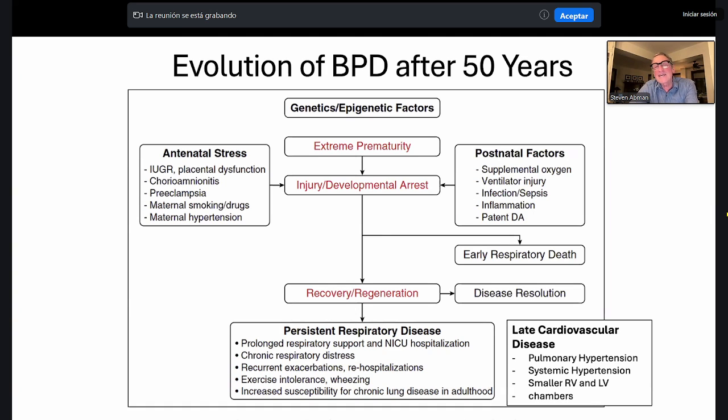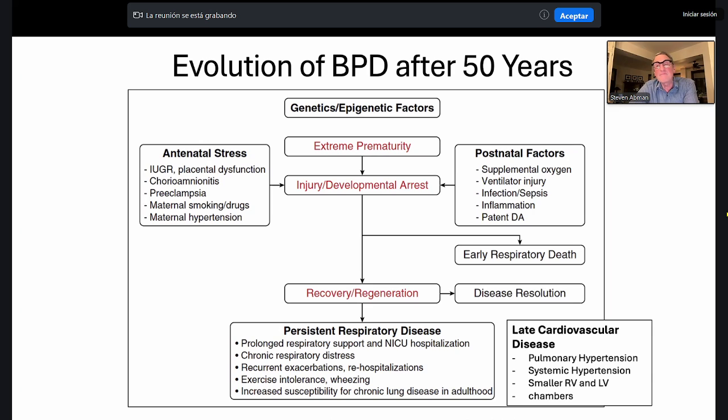And they're listed here, showing how complex the multifactorial origins of this problem have been. First, we know extreme prematurity and injury or developmental arrest is a central component here. We're beginning to understand some of the genetic, perhaps epigenetic factors that may be engaged. Certainly all of you have done a remarkable job in terms of understanding postnatal factors: hyperoxia, ventilator-induced injury, infection, inflammation. What the heck do we do about the ductus arteriosus and all those postnatal factors, along with some antenatal stresses? And these then lead to early respiratory death before they're officially labeled as BPD.